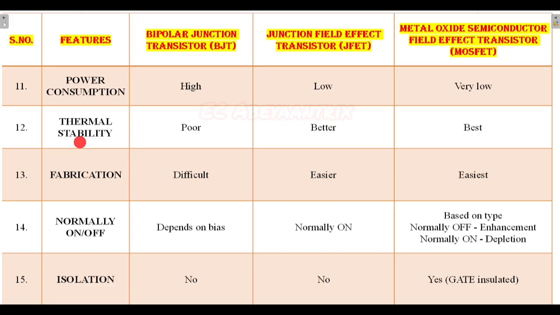And coming to thermal stability, BJT is very poor in terms of thermal stability, because the main disadvantage in BJT is its thermal runaway concept. You remember that concept? I'm just revising, but I have discussed in detail about thermal runaway in BJT. Just I would like to give a glance on thermal runaway. What is thermal runaway? Thermal means temperature, right? So as temperature increases, the leakage current increases.